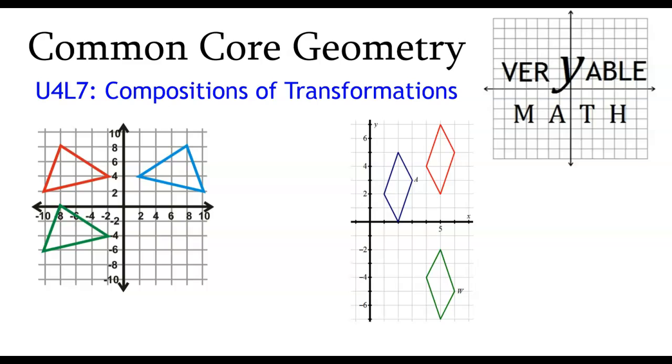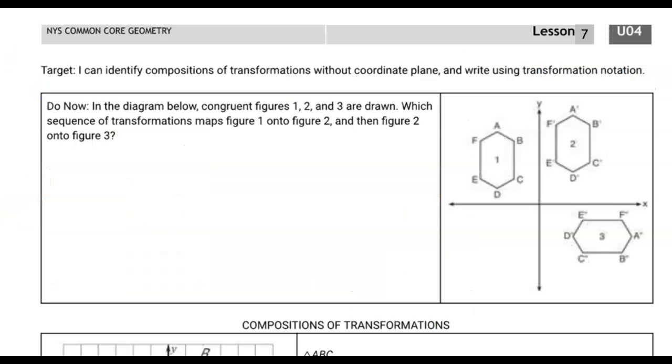In other words, we're going to be combining transformations together. To one shape, we might flip it over, do a reflection, and then translate it down, do a slide. Or we could slide it first and then do a reflection. There's a lot of different combinations that we could do. Let's take a look at the learning target.